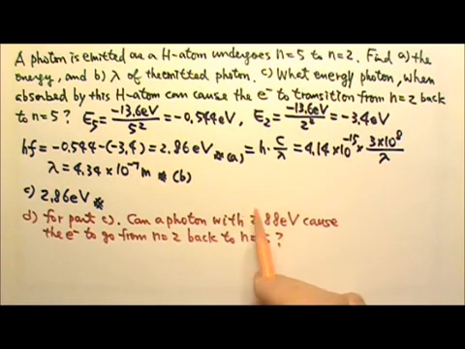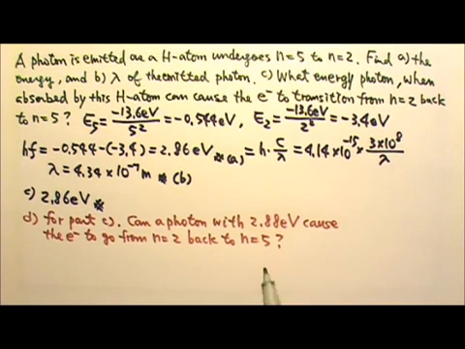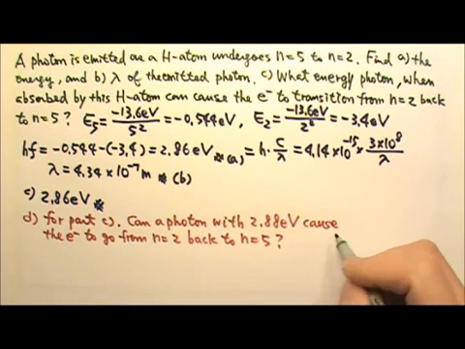To cause an electron or a hydrogen atom to transition from state to state, the photon energy involved has to be exact. 2.88 eV is too much for a transition 2 to 5, but it is also too little for 2 to 6. So this photon cannot be absorbed by this hydrogen atom, and therefore it does not cause any transition.